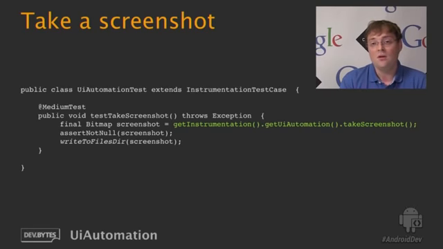Another cool feature which UI Automation introduces is to capture screenshots using the instrumentation framework. In order to retrieve a bitmap of the current screen content, we have to call takeScreenshot, which returns a Bitmap object, which then can be written to the file system.